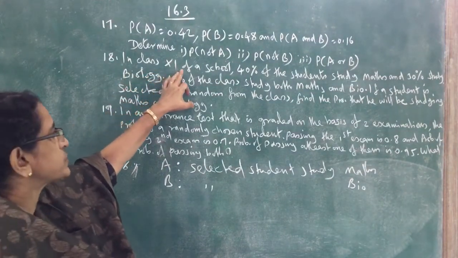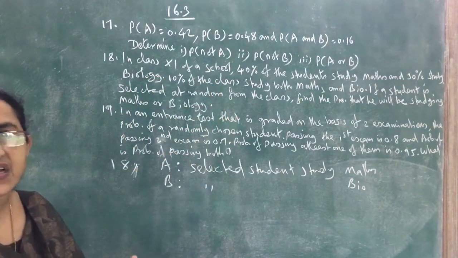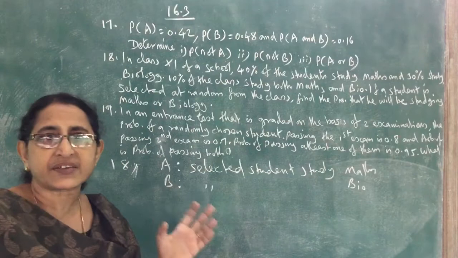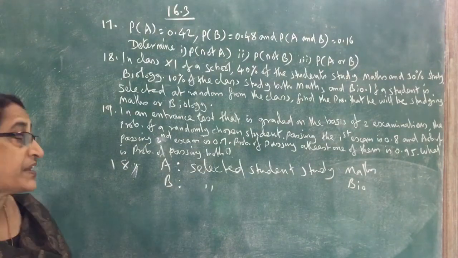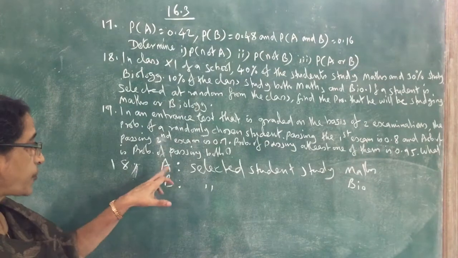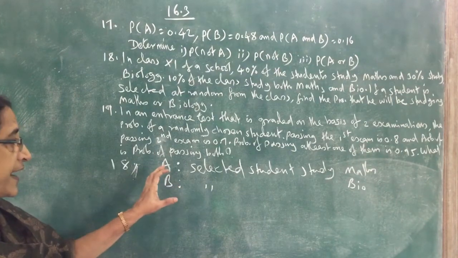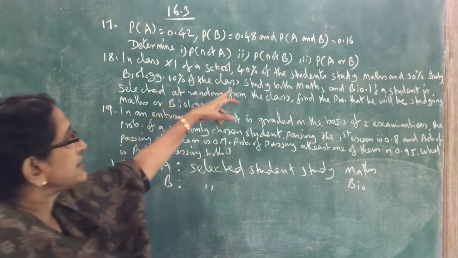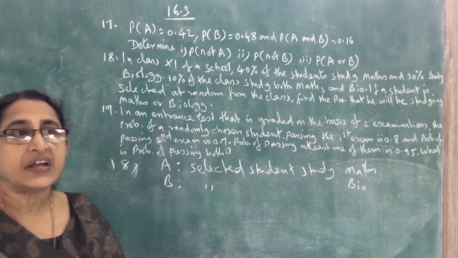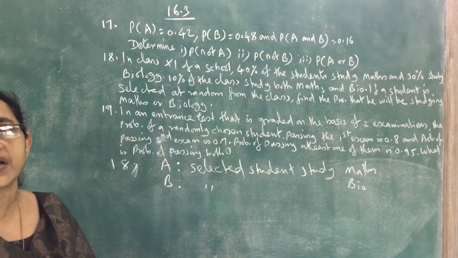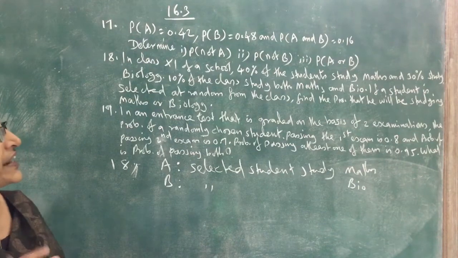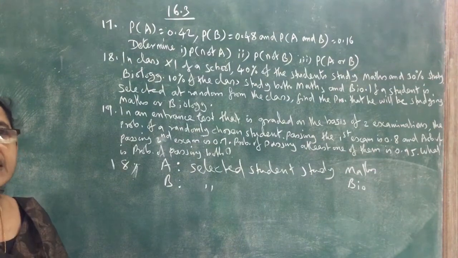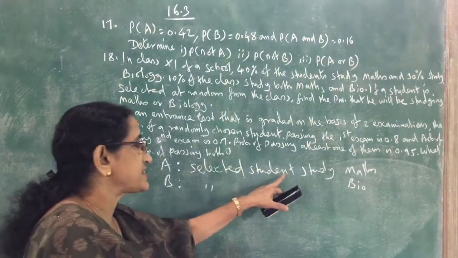Now, using that name A and B, what is given? In the class 11 of a school, 40% of the students study mathematics. So A is the event, selected student. From the 11th standard, one student is selected. So what is the probability of A? That means the probability that the selected student studies maths. Given that 40% of the students study mathematics, 40% means 40 out of 100. So in 100 students, 40 students study mathematics. What is the probability that when one student is selected, that student studies maths?